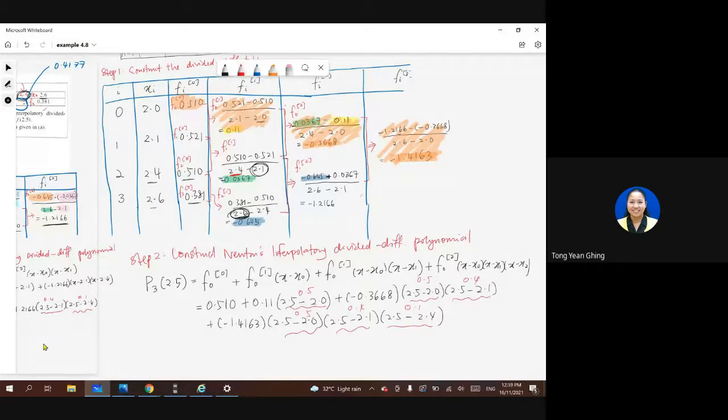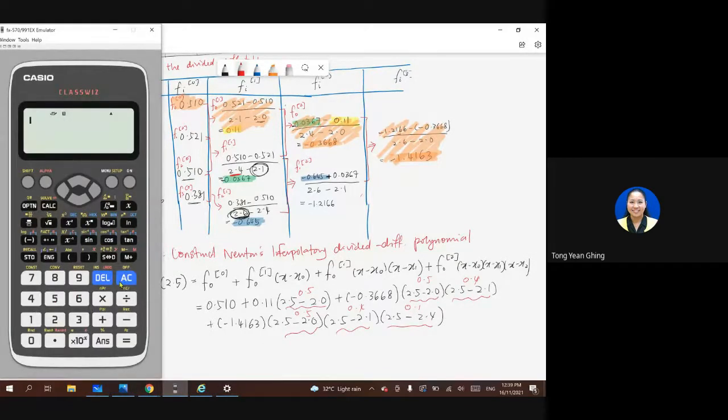So put into the calculator: 0.51 plus 0.11 times 0.5, minus 0.3668 times 0.5 times 0.4, minus 1.4163 times 0.5 times 0.4 times 0.1. So we get the answer is 0.4633.